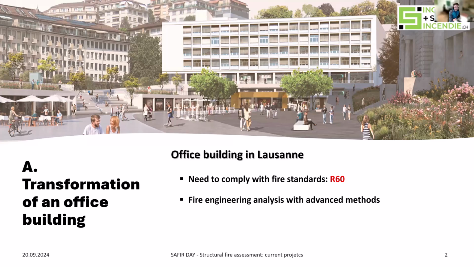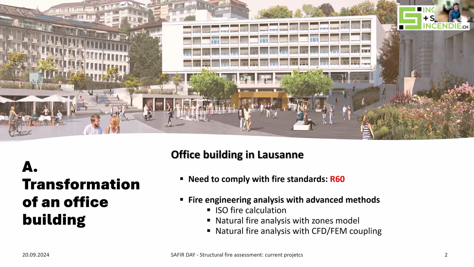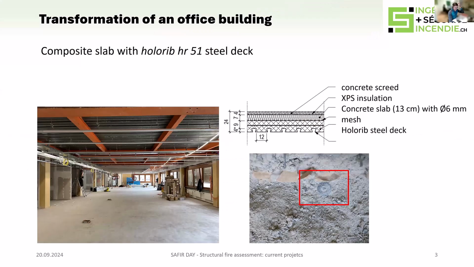So we did analyze this building with an advanced method because we will see that the ISO approach is not good for this case. So we did, as we always do, ISO fire calculation, natural fire analysis with zone model. Then we did some natural fire with FDS coupling with SAFIR. This is the structure. This is a quite simple composite floor with beams and deck and slab. The main zone is 800 square meters.